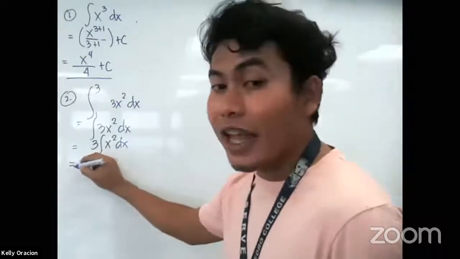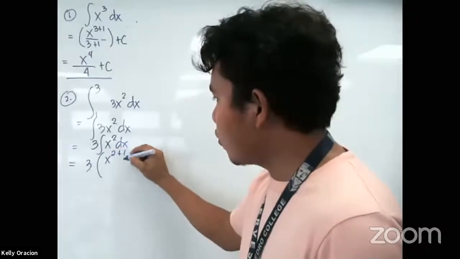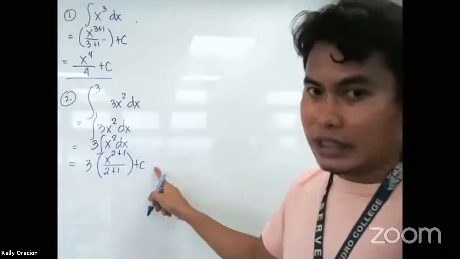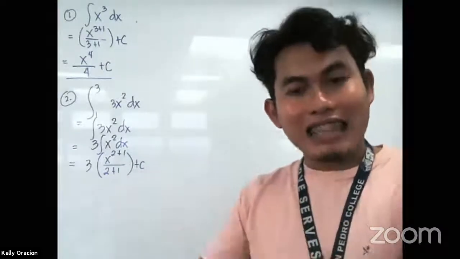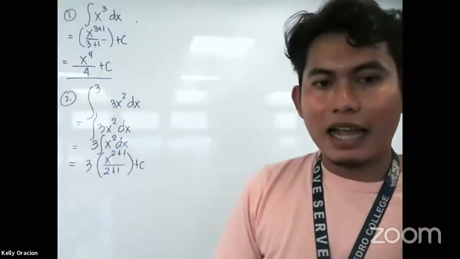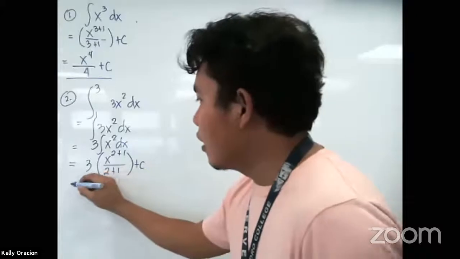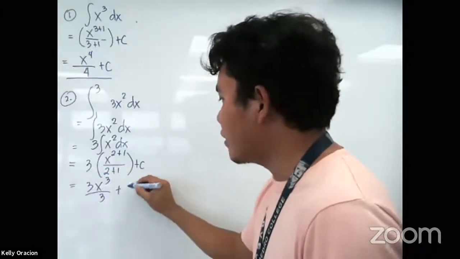Then, perform antiderivative. So, 3x squared plus 1 over 2 plus 1. Then, do not forget to put plus C. Maglagay ka lang ng plus C at the end na. Pagka last na. Kaya pagka last na ka magbutang ng plus C. Next, 3x cubed over 3 plus C.